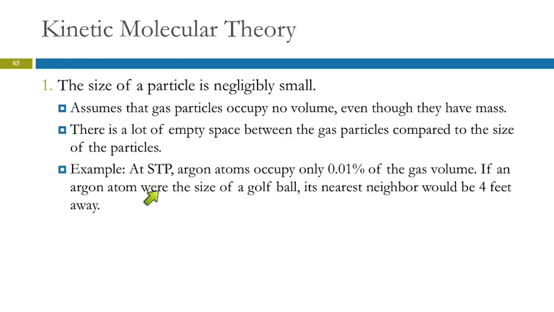Example here, at standard temperature and pressure, argon atoms only occupy 0.01% of the gas volume. So to put this into terms we can relate to, if an argon atom was the size of a golf ball, the nearest neighbor would be 4 feet away. In that 4 feet between those two golf balls, there's absolutely nothing. It's empty space. Okay.